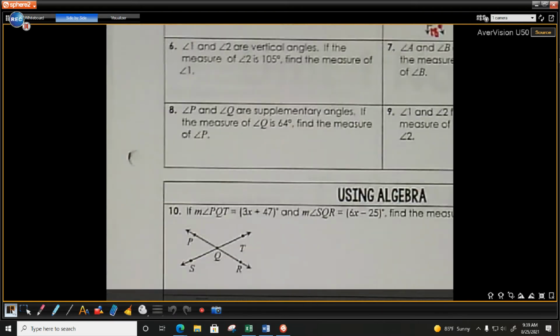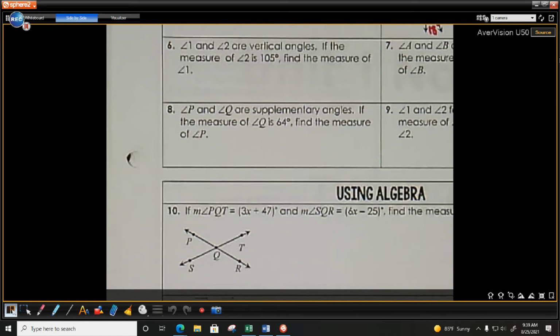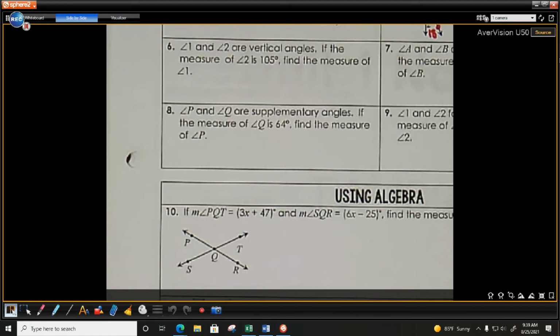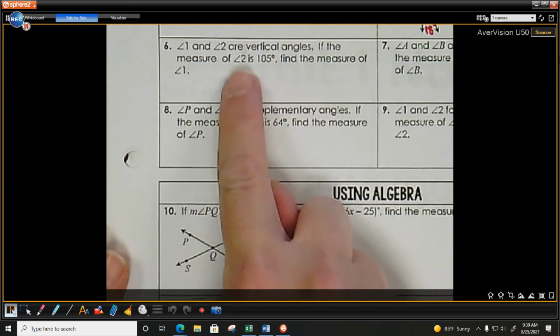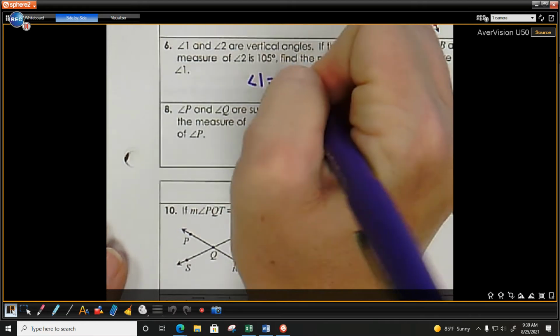Okay, number 6, angle 1 and 2 are vertical angles. So if they're vertical angles, they are congruent. So if angle 2 is 105, what's angle 1? Angle 1 is also 105 degrees. We're going to put the measure of angle 1.